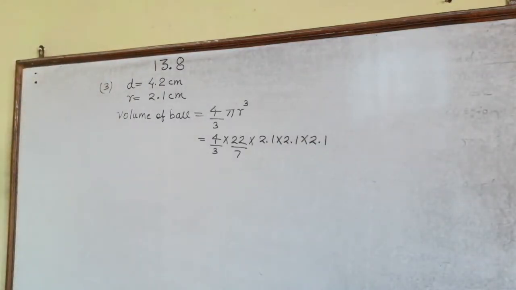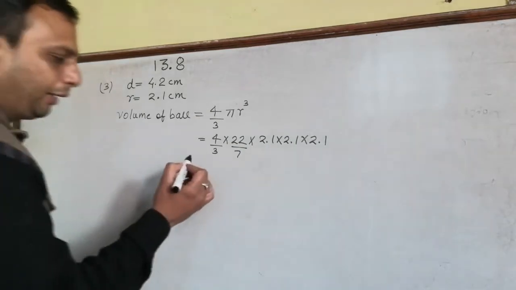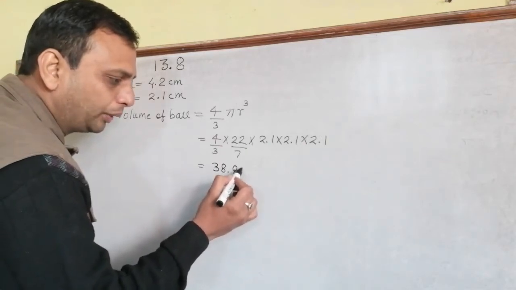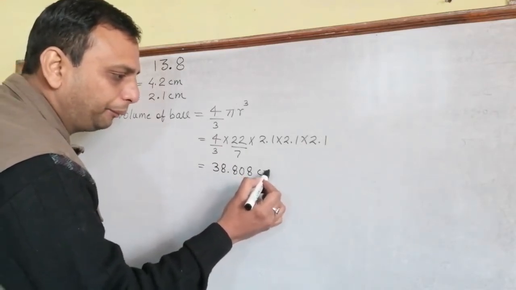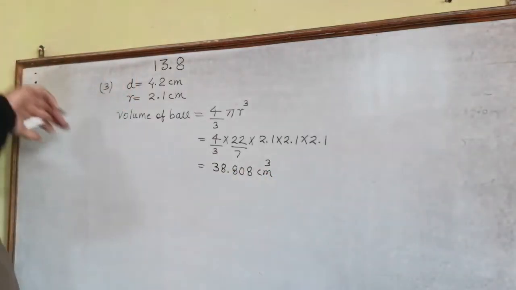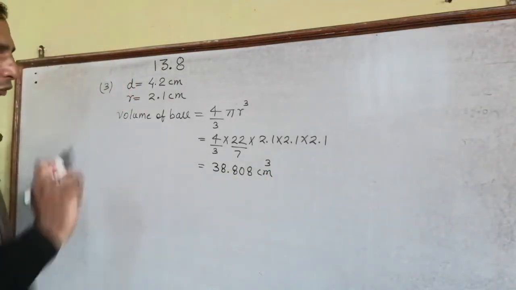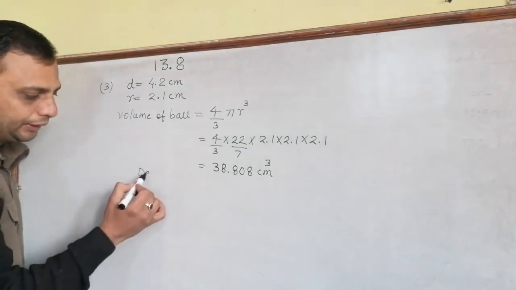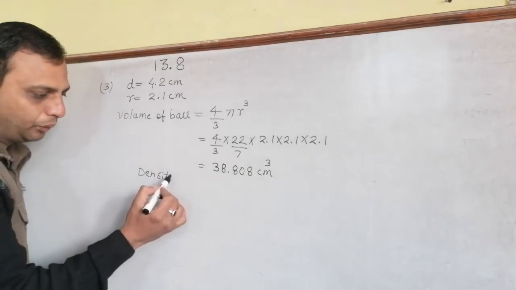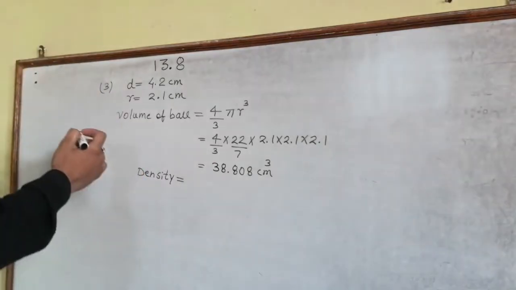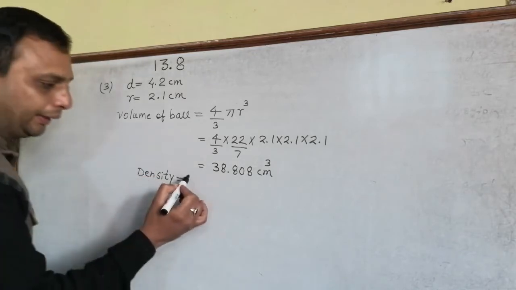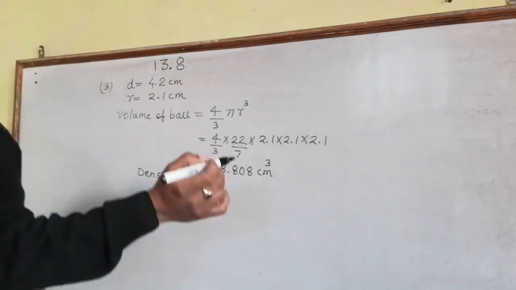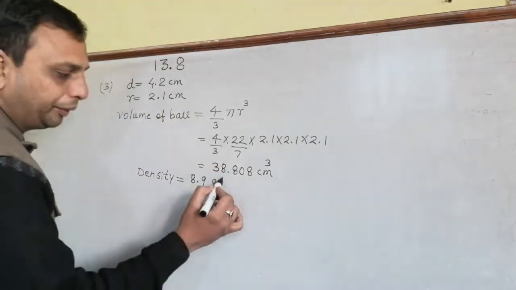Now this value we have to multiply. On multiplying, we will get the answer 38.808 centimeter cube. This is the volume of the ball. This volume we got. Now we have to find the density. Density is also given in the question. It is 8.9 gram per centimeter cube.